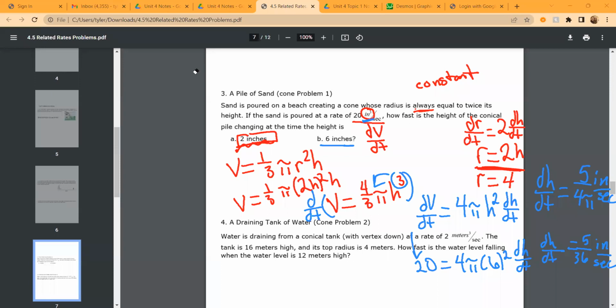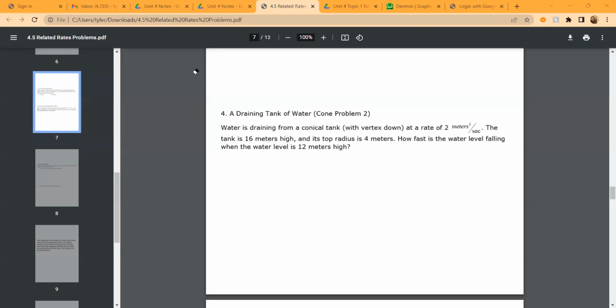Okay, let's try this next one. All right, so we're talking about water draining from a conical tank. Again, vertex down. Water is draining, and so this rate is going to be what? Is the volume increasing or decreasing? Well, again, it's decreasing because it's draining, so that means negative. So this is really a -2. The tank is 16 meters high, and the top radius is 4.